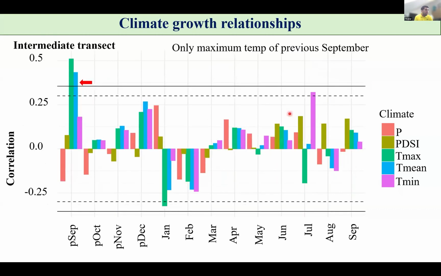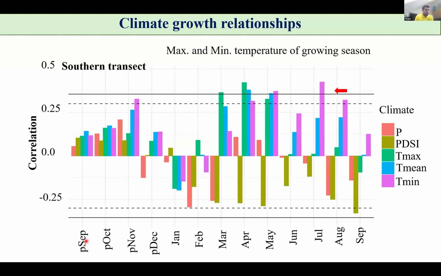region. And in the intermediate one, we do not see that many relationships, but the only relationship is the positive relationship with mean temperature and maximum temperature of previous September. It can be explained by the reason that maybe when the plants are getting more time to grow in the previous year, they have more resources to invest in growth in the next season, because September is just the end of the growing season. So if plants are accumulating more resources there, maybe they are using it in the next year.